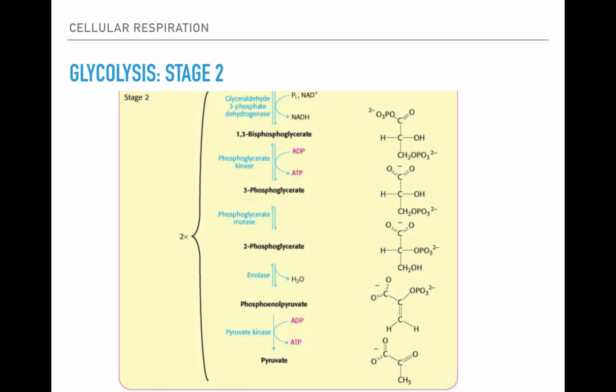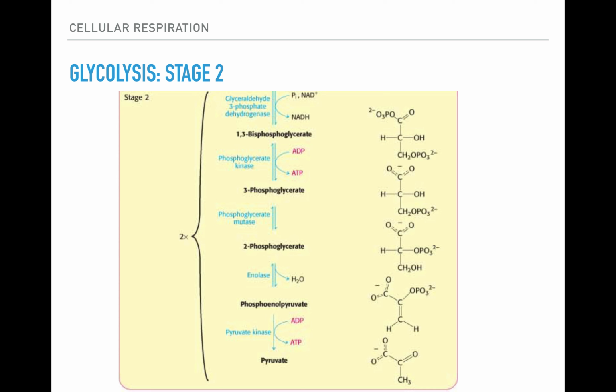In the second stage, the two 3-carbon fragments are oxidized into 1,3-bisphosphate glycerate by glyceraldehyde 3-phosphate dehydrogenase. This reaction transfers a hydride ion from an NAD+ to reduce it to an NADH, which actually generates two NADH due to the two 3-carbon molecules.